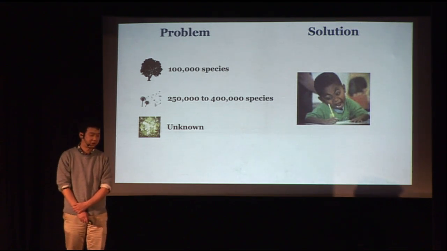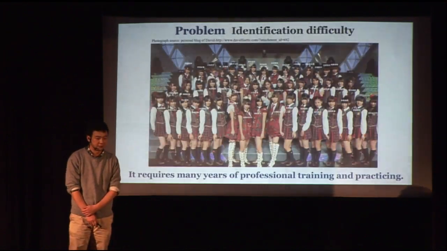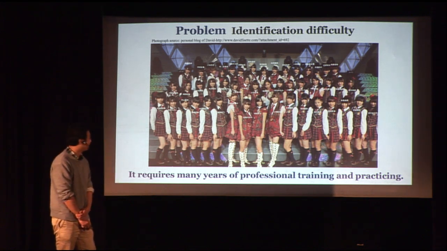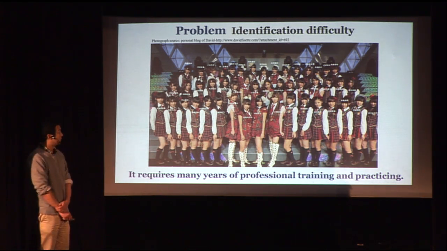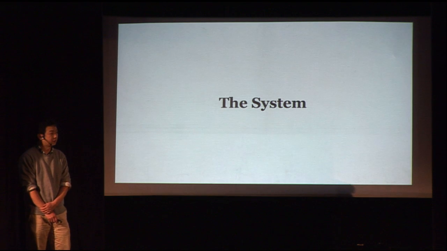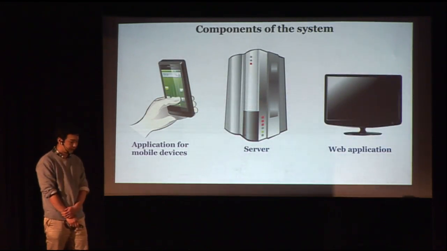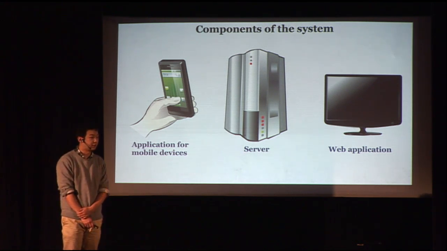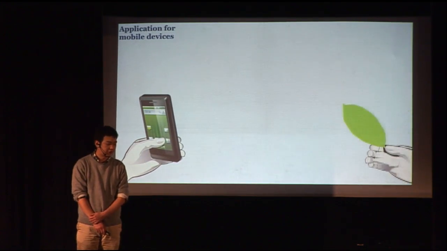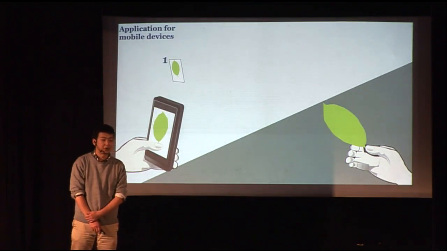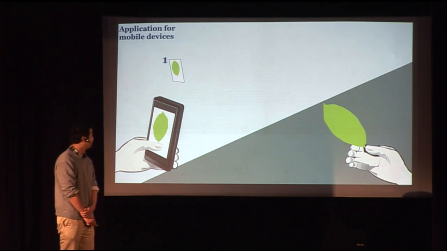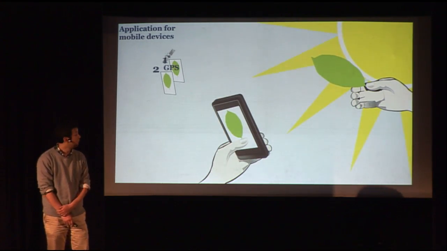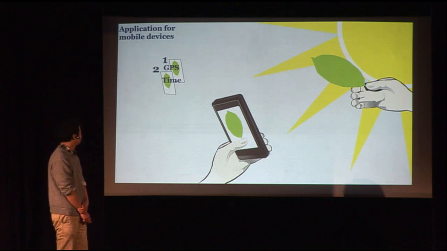But identifying the plant is not an easy task. It takes years of professional training and practice. So what we're going to do is create a system that's going to do the job for us. The system is made up of the smartphone application, the server, and the web application. With the smartphone, the first picture of the leaf will be taken against a background that will show the clear contour of the leaf. And the second picture will be taken against the sun, then the time and the location will be stamped to the pictures and then sent to the server.